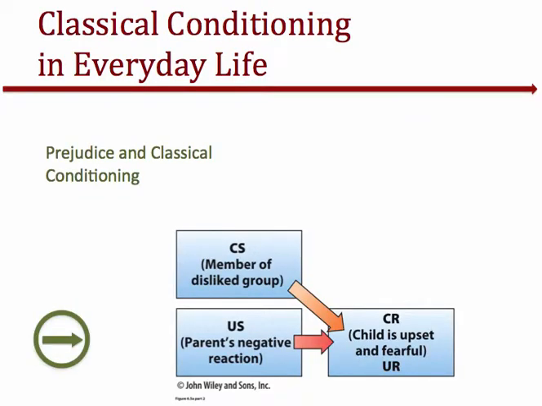So this actually can be seen in everyday life, with the example being prejudice. If a conditioned stimulus, previously neutral, is a member of a disliked group, and a child sees a parent's negative reaction, over time the child will start to develop this association between a parent's negative reaction and the member of a disliked group, and the child can become upset and fearful around them. That's one of the ways that prejudice can develop.